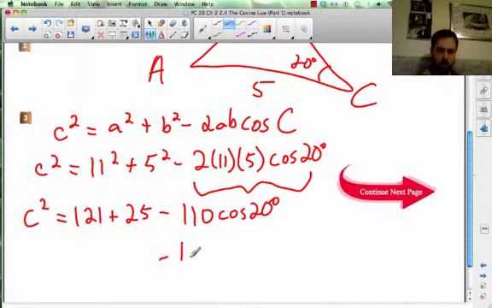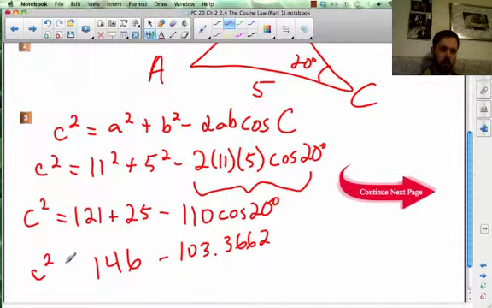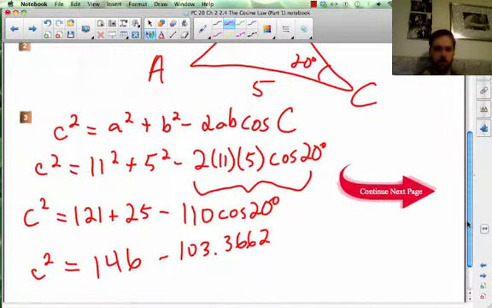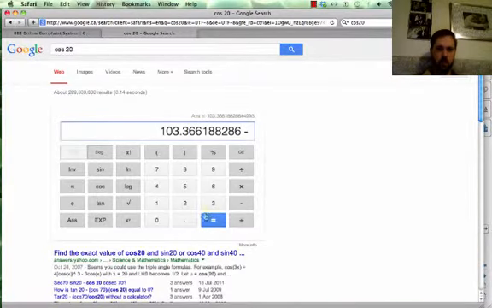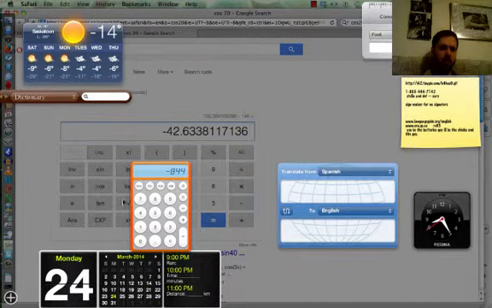So this is 103.3662 for good measure. 121 plus 25 would give us 146, and that is c squared equals the difference between those two. So calculate the difference. 146. Now, of course, I'm doing it backwards, so I'm going to get a negative answer, but in fact, the answer is positive because the 146 comes first in our equation. So 42.63.